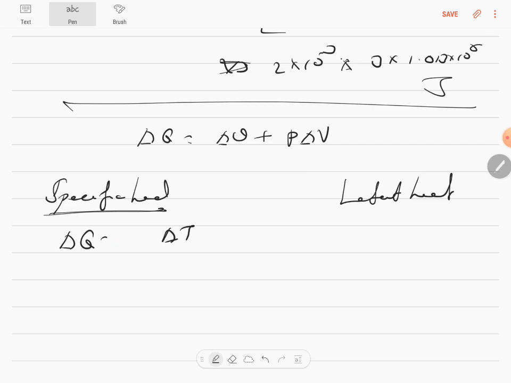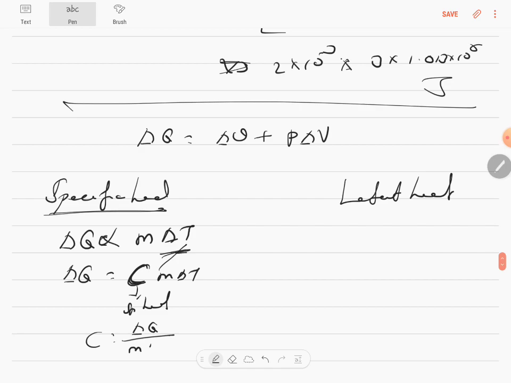Q is the amount of heat supplied to raise the temperature of the body by delta T, for 1 gram of a substance. So this mass may be 1 kg of a substance, maybe 1 gram of a substance. It can even be 1 mole of a substance. So then whatever that substance unit is, into delta T. So dQ will be proportional to M into delta T. dQ will be equal to C into M into delta T, where this proportionality constant is known as specific heat. And specific heat C is equal to delta Q by M into delta T.